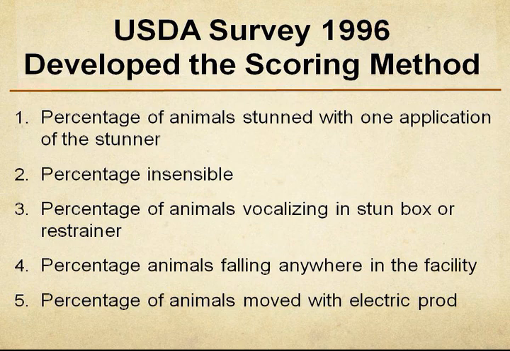And the thing is, 5 things I got on this slide. Percentage of animals stunned with 1 application of the stunner, percentage insensible, percentage mooing and vocalizing during handling, a really good measure. It measures a multitude of sins. Electric prod use, falling down, slamming doors on them, squashing them in restraint devices. How many animals fall down anywhere in the facility? How many animals did you move with the electric prod?